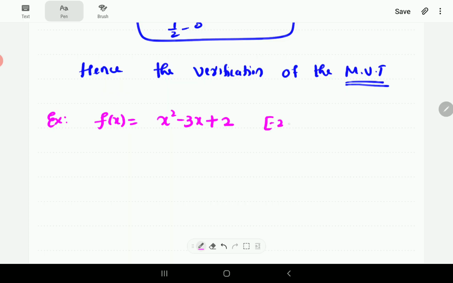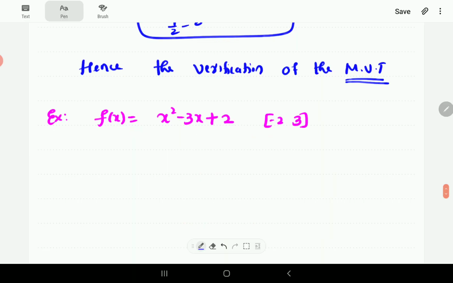It is in the closed interval minus 2 to 3. Okay, so again, if you see the given function, it is a polynomial of order 2. So here f of x is equal to x square minus 3x plus 2. Yeah, it is a polynomial in x, and basically it's a polynomial of order 2. So hence it is continuous for every value of x. So it has to be continuous in the closed interval -2 to 3.